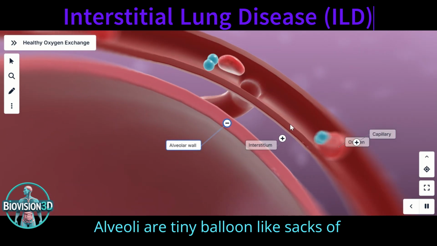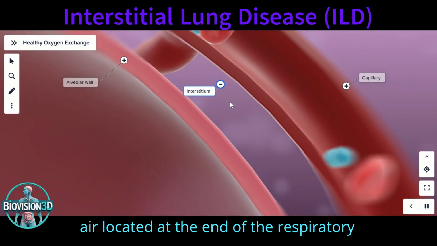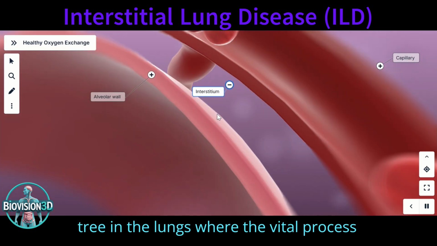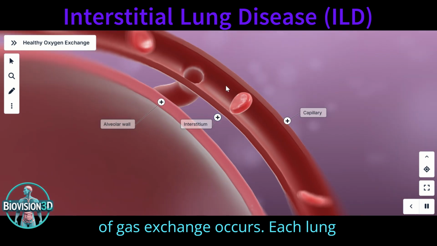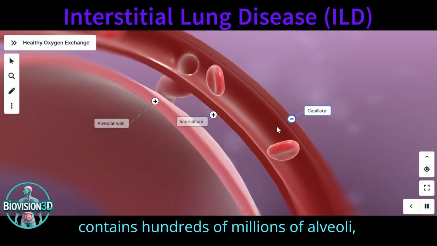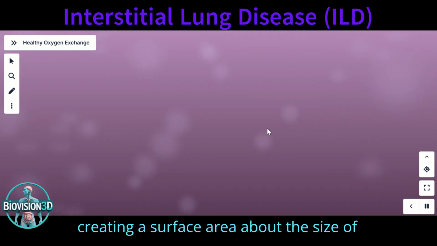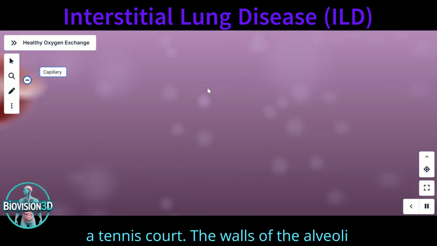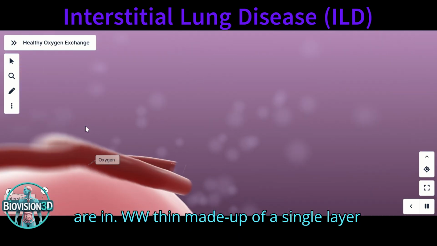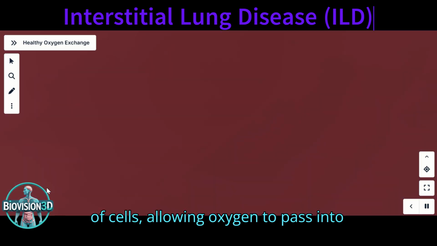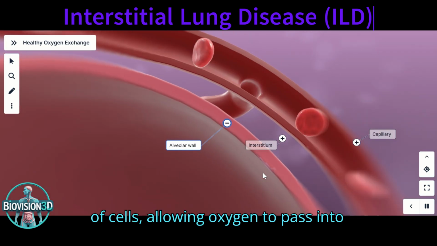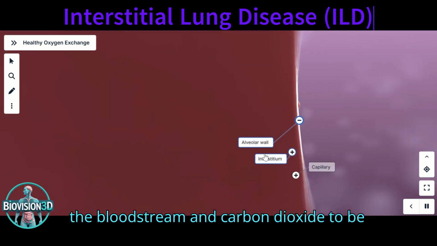Alveoli are tiny, balloon-like sacs of air located at the end of the respiratory tree in the lungs, where the vital process of gas exchange occurs. Each lung contains hundreds of millions of alveoli, creating a surface area about the size of a tennis court. The walls of the alveoli are incredibly thin, made up of a single layer of cells, allowing oxygen to pass into the bloodstream and carbon dioxide to be removed.